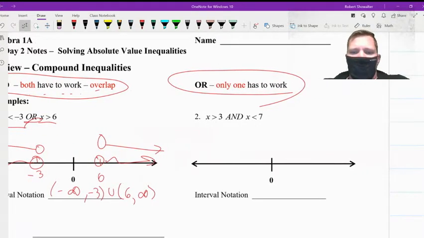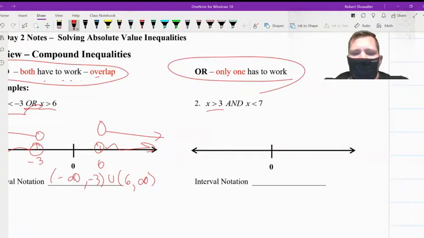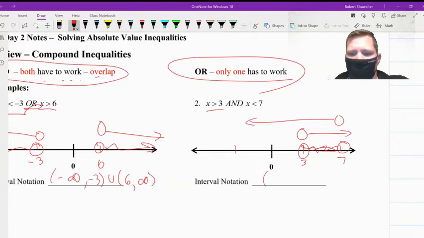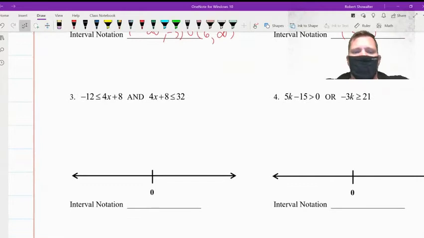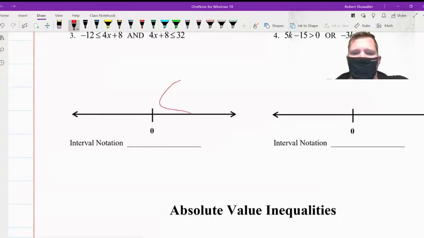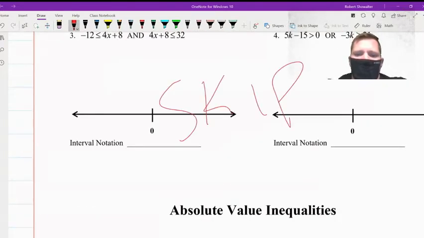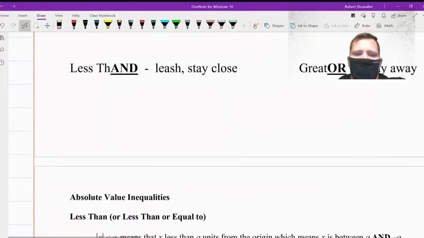If we change that a little bit, or greater than 3, or if we change that to an and, it's just the overlap of the two, so it's just the stuff in between, and then our interval is that. A little bit of a reminder. We've got some more reminders, but we're going to skip these reviews and go on to the next one.